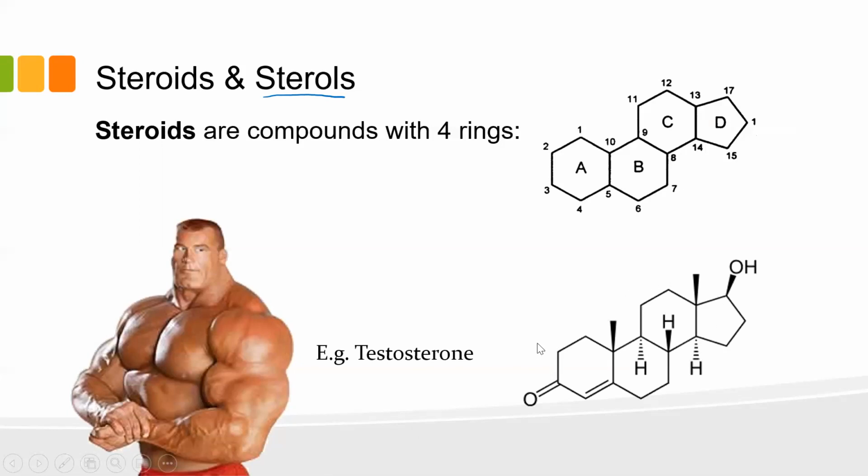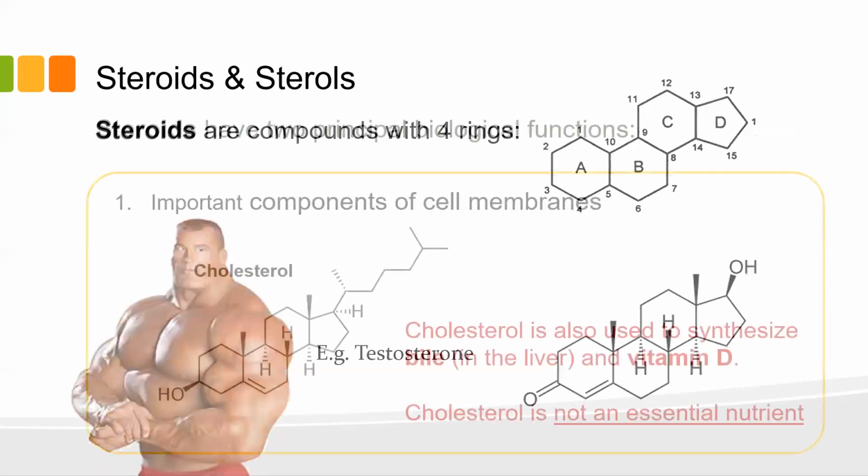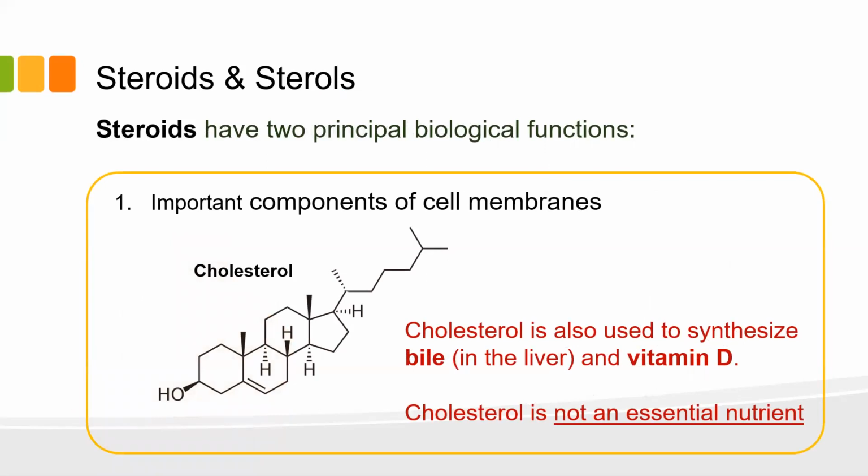But anyway, you can see testosterone there. That's one of the famous steroids. And it's got those four rings. And there's a whole bunch of steroid compounds out there. They all have different biological uses. So let's talk about the two main things that steroids do.